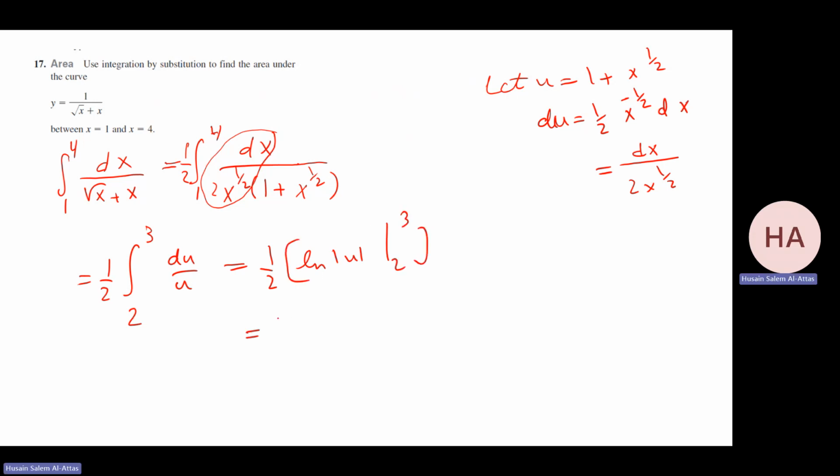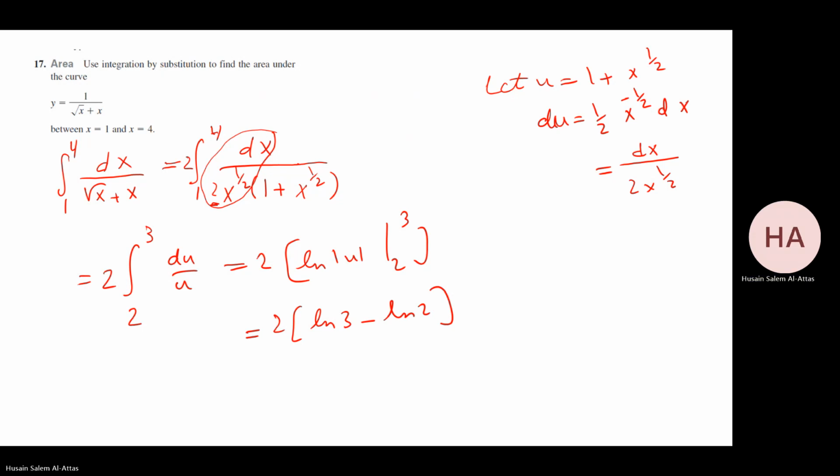That gives me half, or 2. No, sorry, I need 2. But this is already 2 in the denominator, not half. I need 2. So that will be 2 times ln 3 minus ln 2. Yeah, that's what we get.